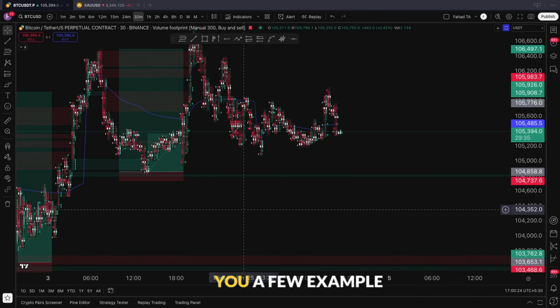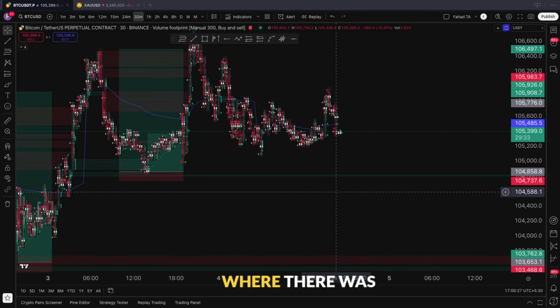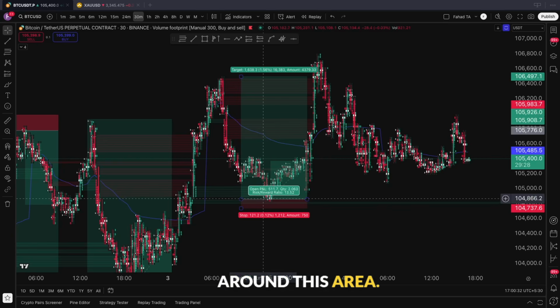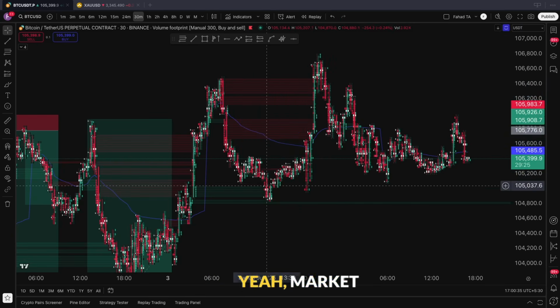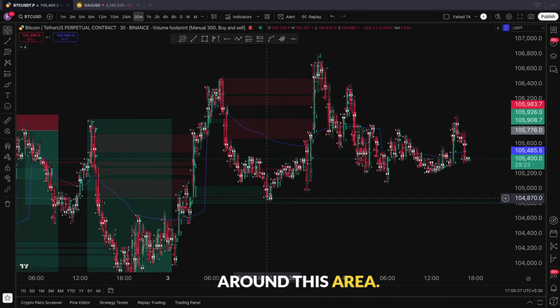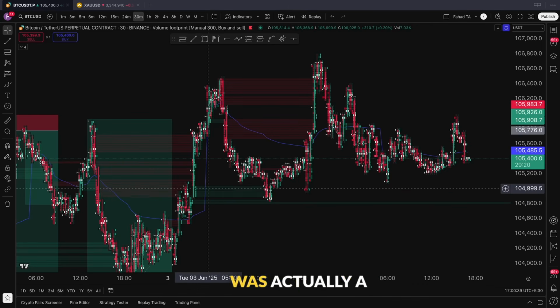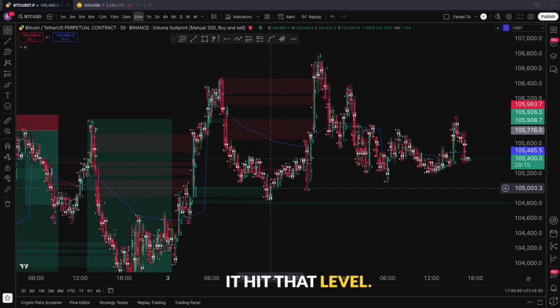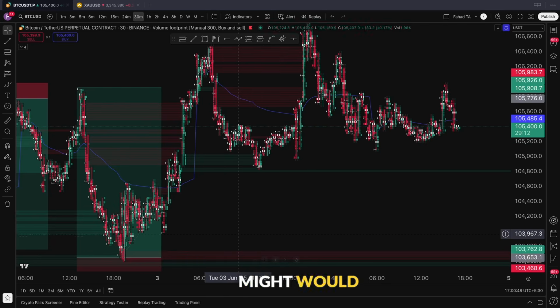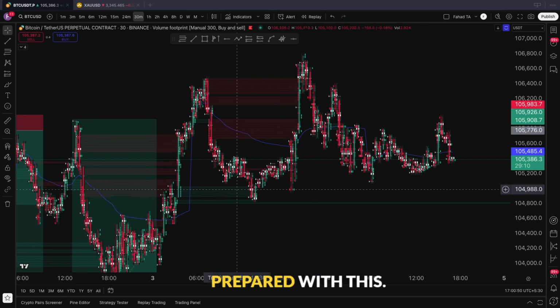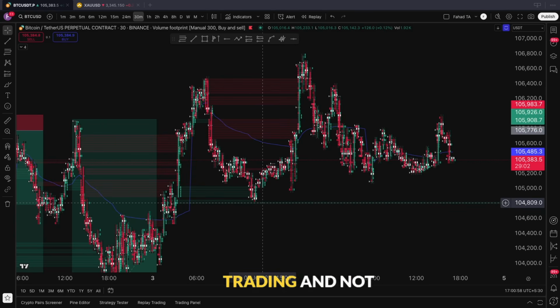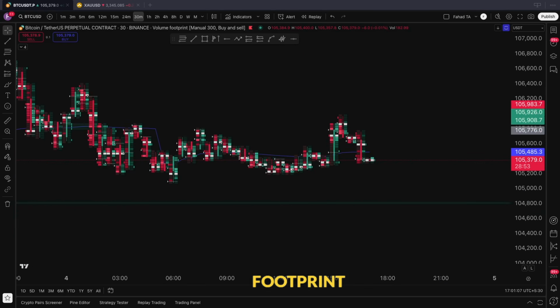Now, let me give you a few examples of reversals right where there was an imbalance. You see the market has made its local low just around this area. I'll probably remove this for now. But yeah, the market just made a low around this area. But if you look at the logic, there was actually a buying imbalance around here. Price went right into it. It hit that level. So the order block guy would have been waiting somewhere at the bottom, but you were already prepared with this. It hits your level and you get that reversal that you were expecting, right? So that is why you want to be using data in your trading and not just assumptions. That is how footprint actually helps you.